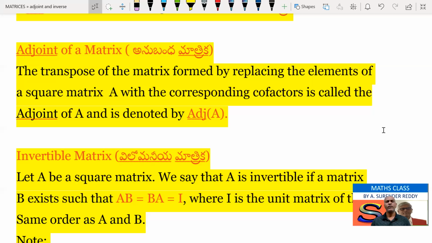అంటే if a square matrix is given, first find out cofactors, then transpose the cofactor matrix, you will get the adjoint matrix. So how to find adjoint matrix? First find the cofactor matrix, then the transpose of the cofactor matrix is the adjoint matrix.